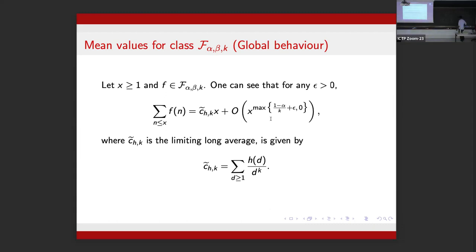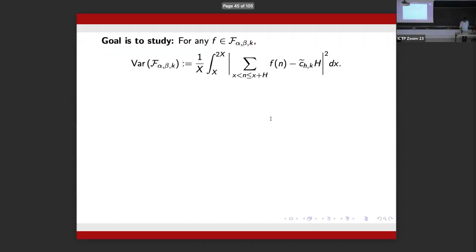So our f has a structure: f(n) is the sum over d^k dividing n of h(d), and this h(d)/d^k comes into the picture as a limiting average. Now, what is our goal of study? We consider this quantity. We can rearrange such that we are looking for the variance of the difference between the short average and the long average. Just a rearrangement is needed, allowing some negligible error. That is enough to consider. So the limiting mean value is C tilde times h here.